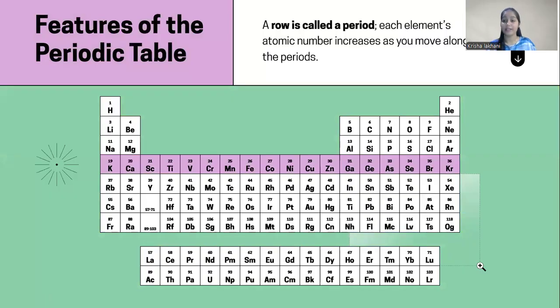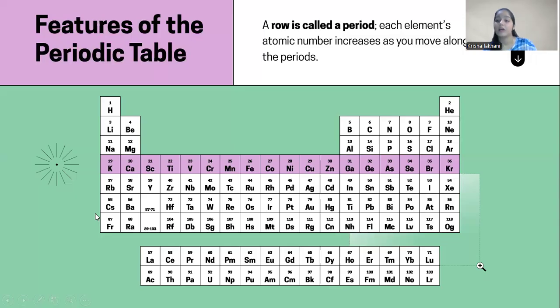Now, the periodic table consists of rows and columns. The horizontal ones are called the rows, which are the periods of the periodic table. Always remember, there are 7 periods in the periodic table. Let me count: 1, 2, 3, 4, 5, 6, and 7. We don't count these series right now, but for the periodic table here, there are 7 periods.